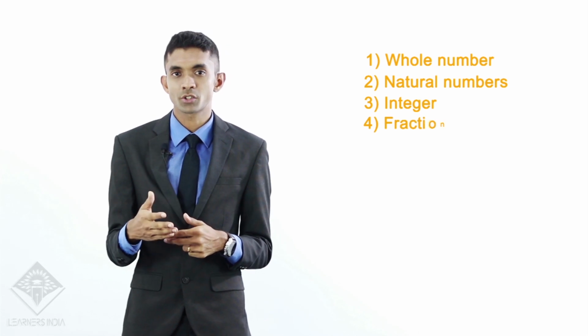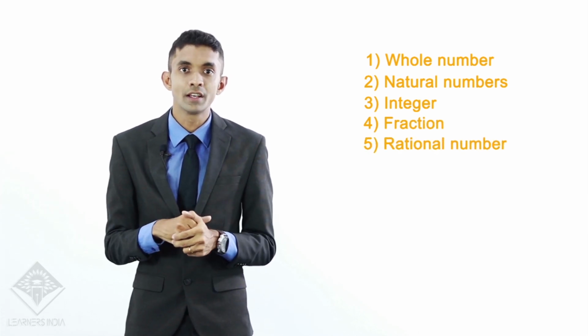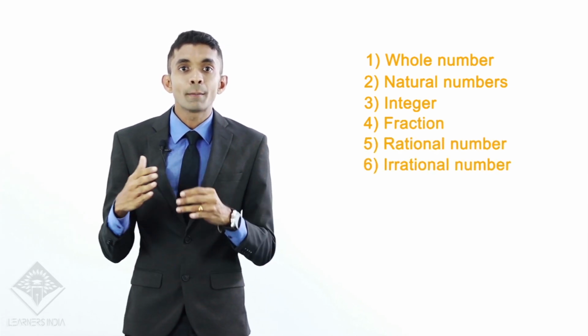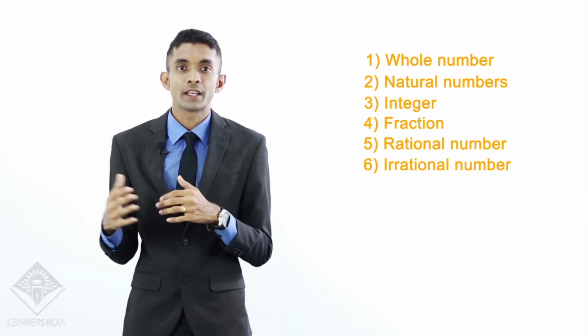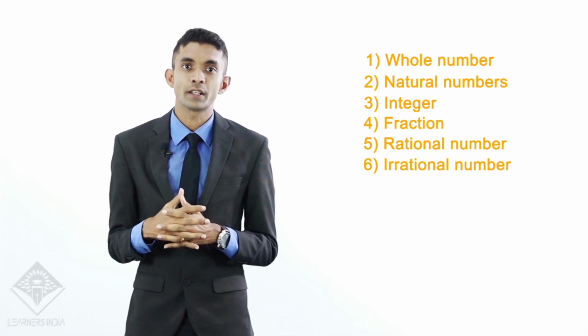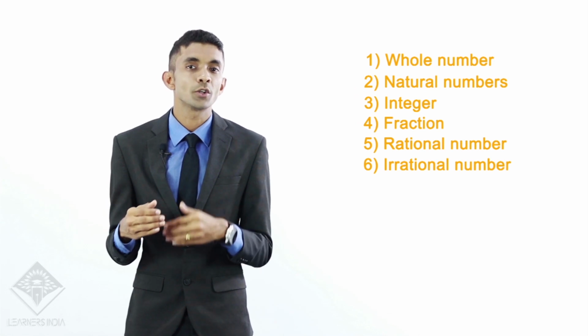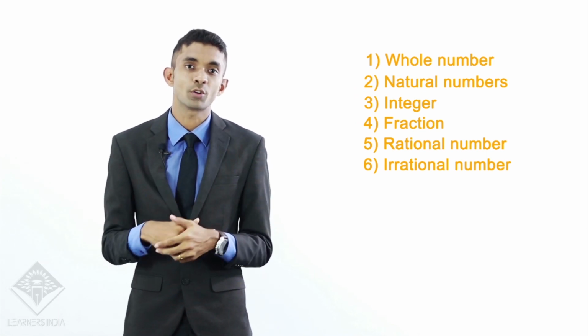So real numbers have a variety of different types. That is, real numbers could be expressed in terms of multiple prospects. That is, one is whole number, one is natural number, one is integer, another one is fractions, one is rational, and one is irrational. See, you have multiple types of real numbers here, different facets of real numbers. Let us get to it one by one to brush it up before we get into the major concept.